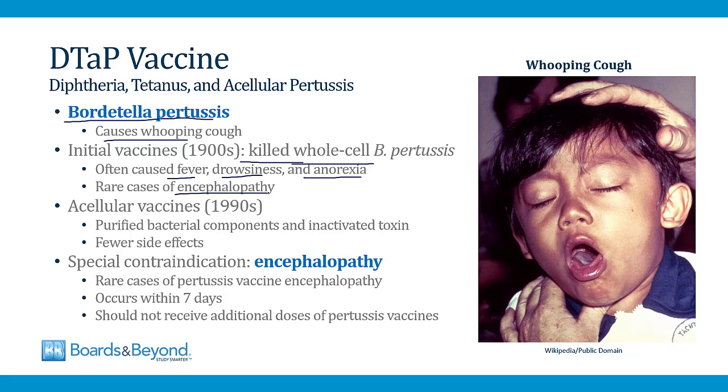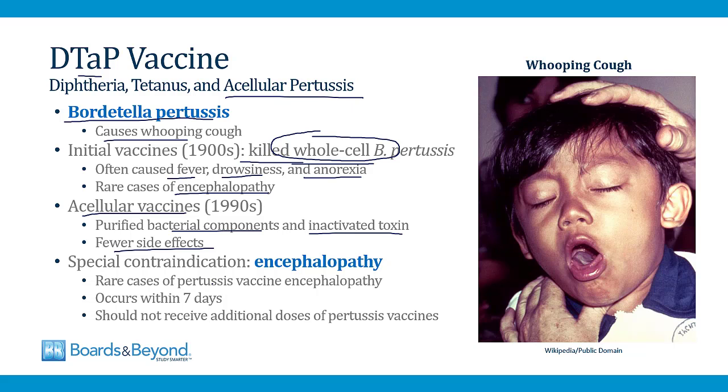Because of the problems with the killed whole cell vaccine, so-called acellular vaccines were developed in the 1990s. These vaccines are purified bacterial components and inactivated toxin, so they have elements of the bacteria, but they do not contain whole bacterial cells. As a result, they are better tolerated and have fewer side effects. So that's why the DTP vaccine has a little A in it to indicate that the acellular version of the pertussis vaccine is what's in DTP.